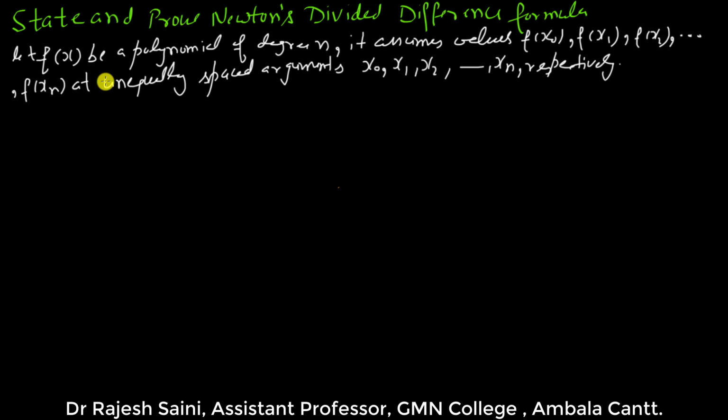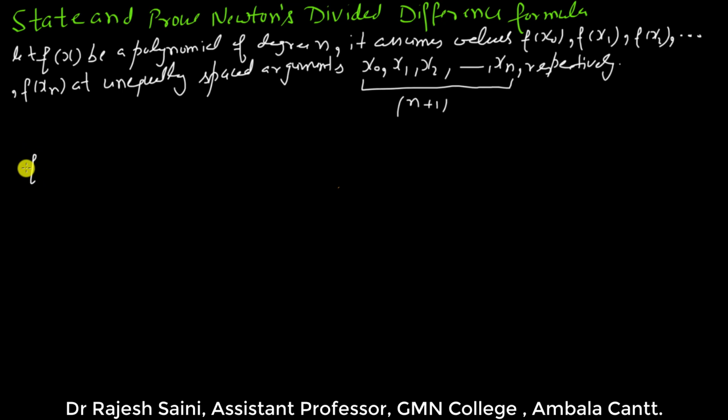Here it is worth mentioning that these arguments x0, x1, x2 up to xn are n plus 1 arguments, because it is of degree n, and so we have to have the values of the function given at least at n plus 1 points. So this is given at n plus 1 points. These n plus 1 points x0, x1, x2 are not equally spaced. So then what does this Newton divided difference formula state?